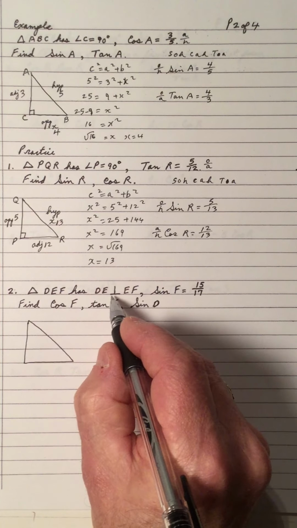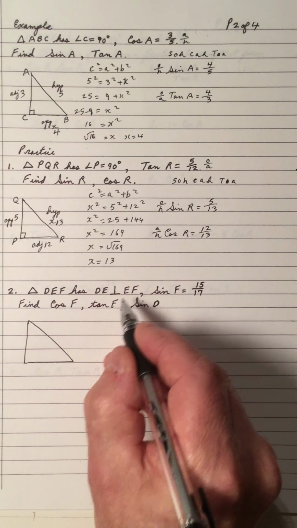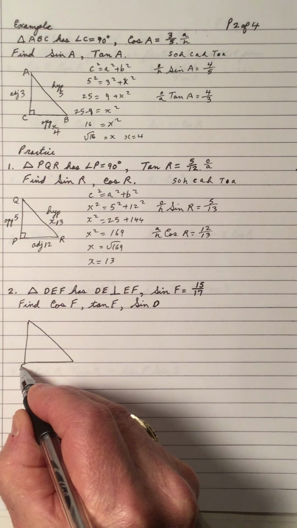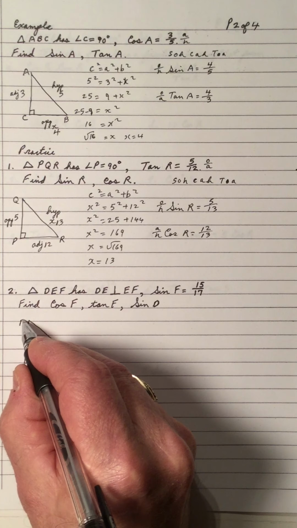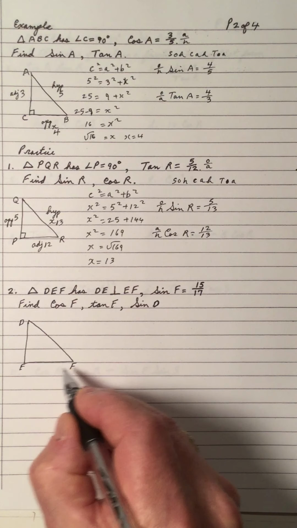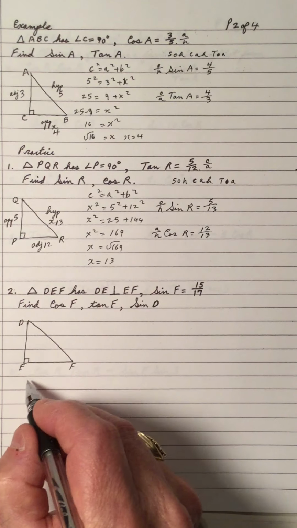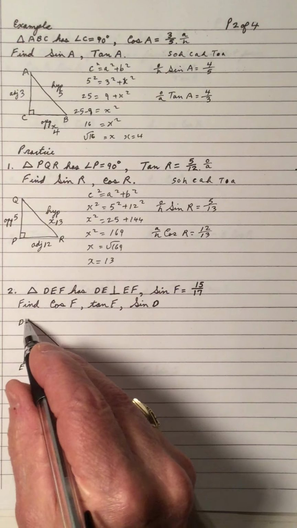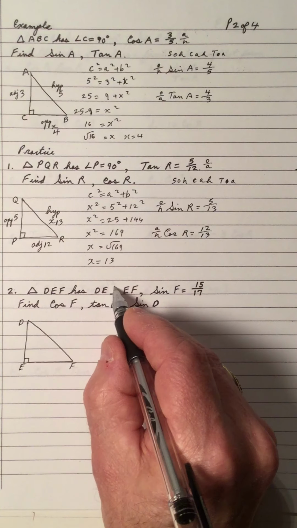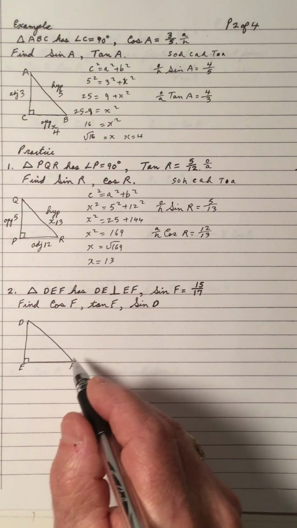And it says that DE is perpendicular to EF, so that must be angle E right here. And that could be the D, and this could be the F. But angle E is the intersection of the two sides right here. So DE is perpendicular, so that's a right angle. Perpendicular lines form right angles.